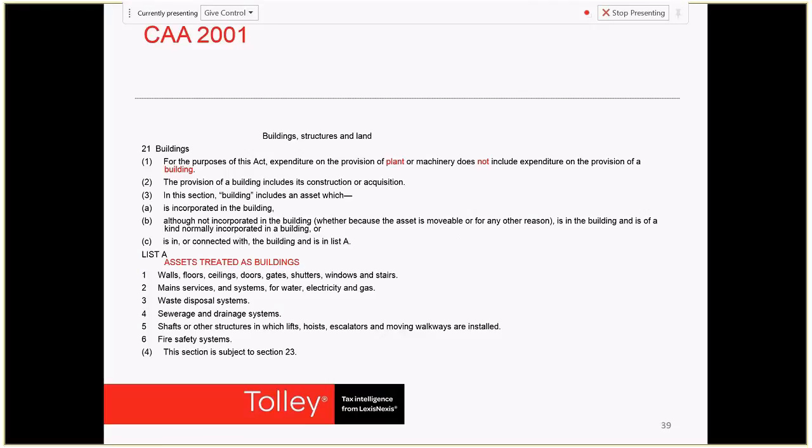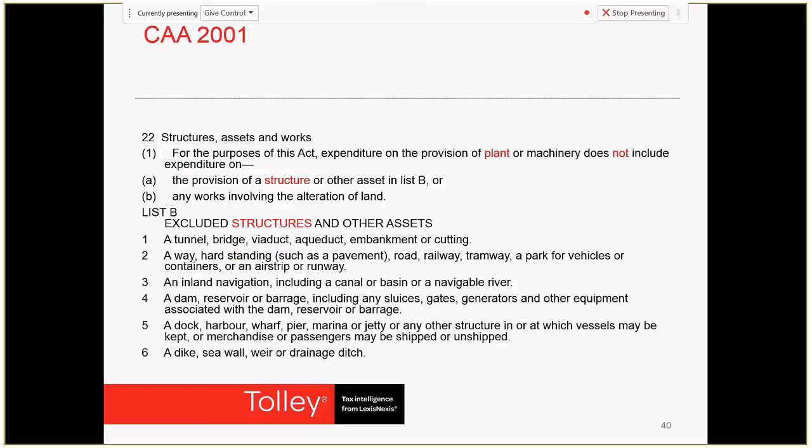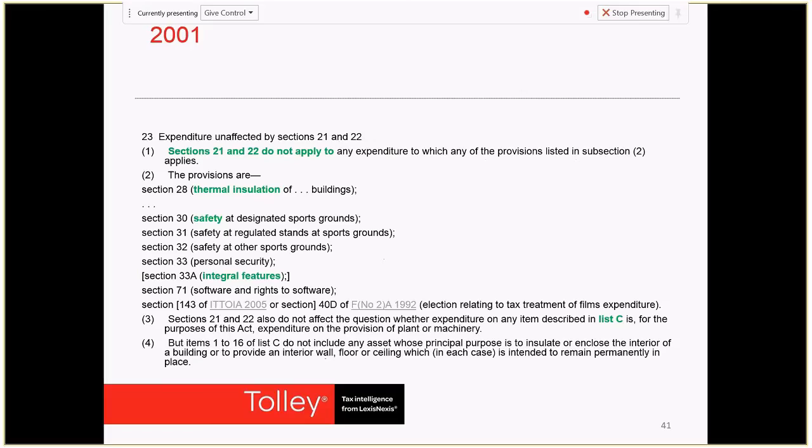Then inside the legislation itself, because that was the contents page, I've now again just highlighted what I need. So plant is not a building. Buildings of these things here. And is not a structure. Structure are these things here. But section 21 and 22 do not apply to these things, so they may look like buildings, they may look like structures, but hey, they're in green, so they're all right. They are plant.